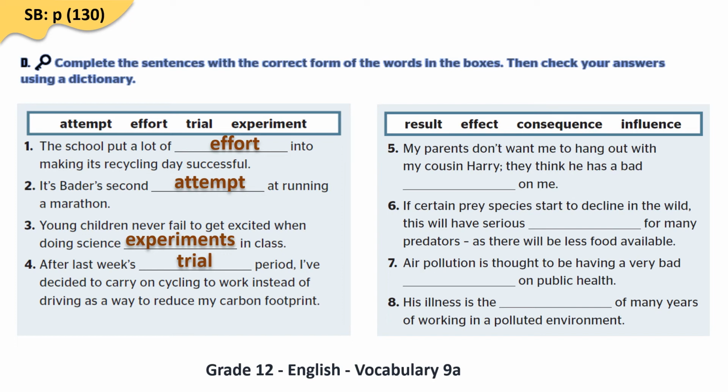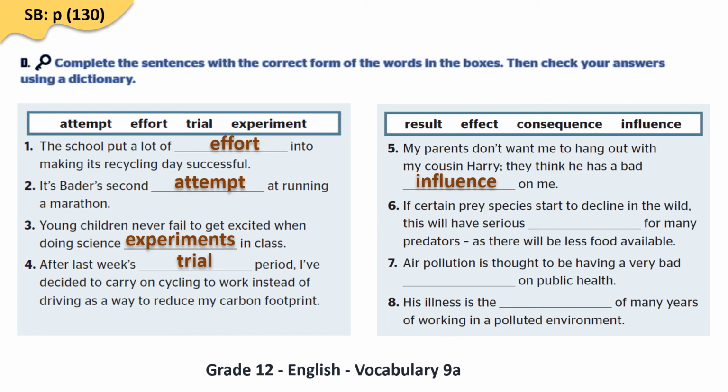Sentence number 5. My parents don't want me to hang out with my cousin Harry. They think that he has a bad space on me. Of course, he has a bad influence on me. People will talk about a bad influence or a good influence when they refer to the effect that somebody has on the way other persons think or behave.